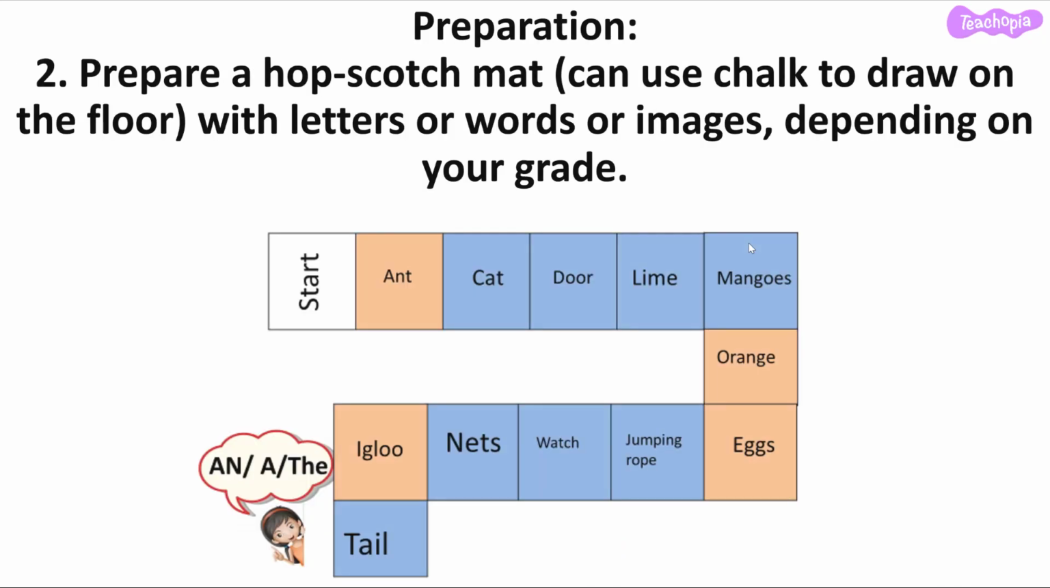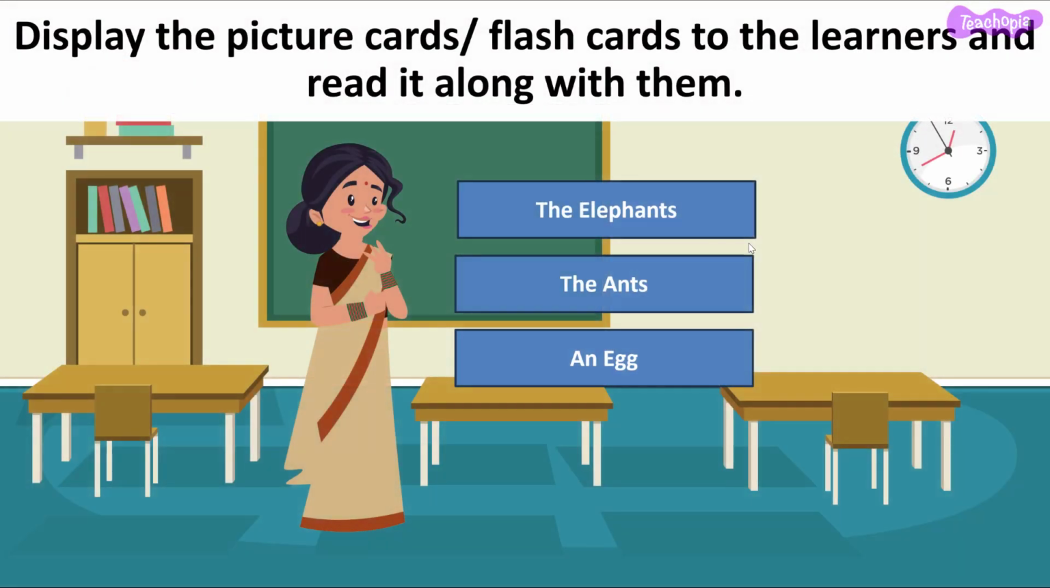Let's see how to prepare this. A simple article mat can be created with chalk on the floor or by using paper stuck together. Now, each block should contain words or letters or images. Now, that depends on the teaching goal. Next, to begin, expose the learners to the usage of articles by displaying the word cards to them and reading them along with the entire class. Children, let's read these words together.